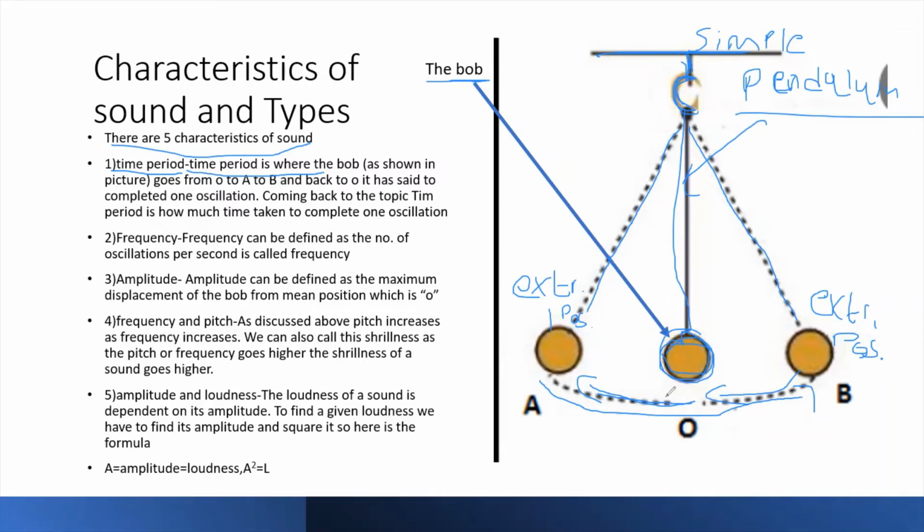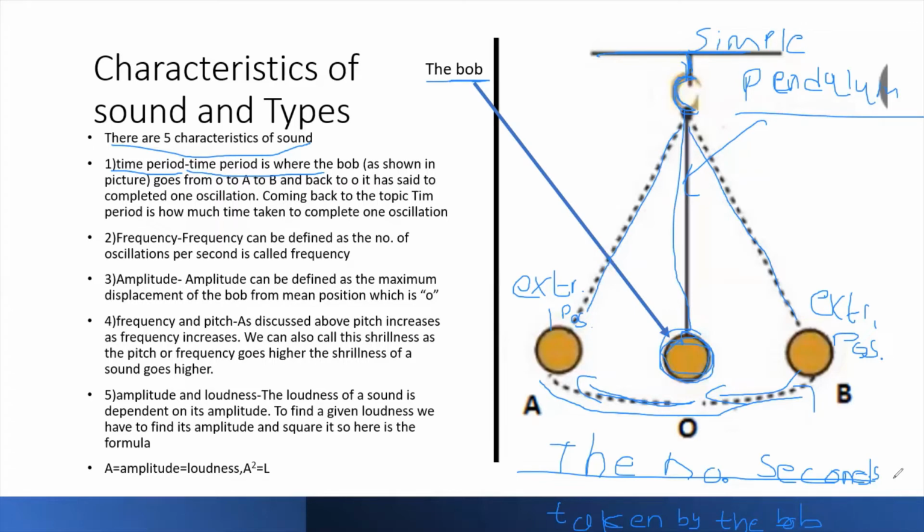Once this pendulum finishes one oscillation in a particular amount of seconds, it is called the time period. Let me repeat that. The time period is measured in seconds. The number of seconds taken by the bob to complete one oscillation.